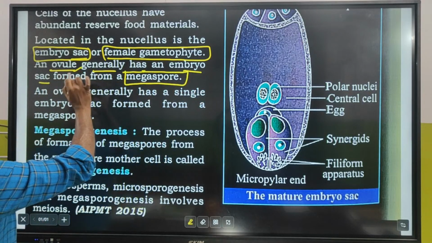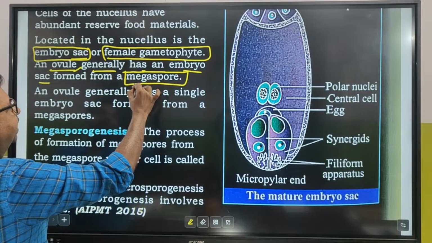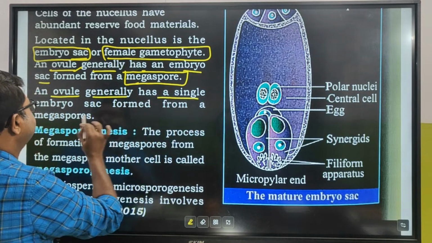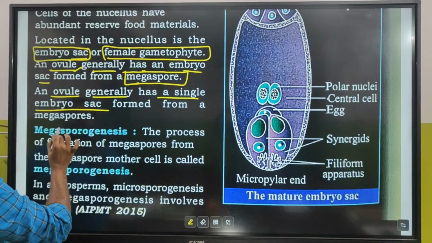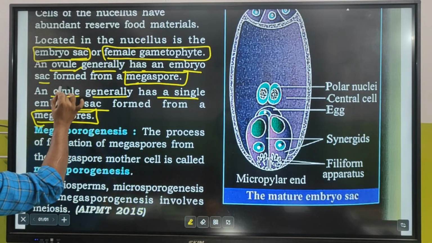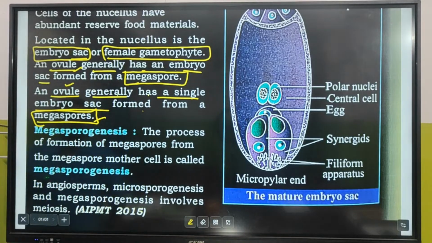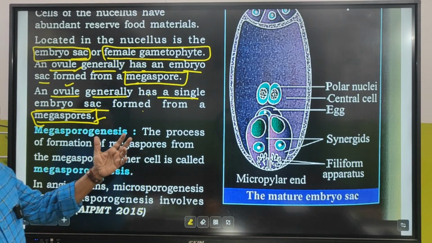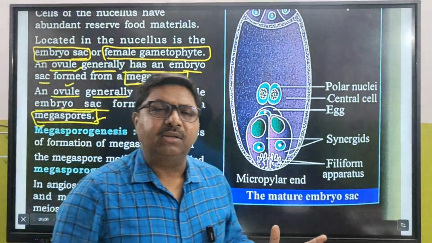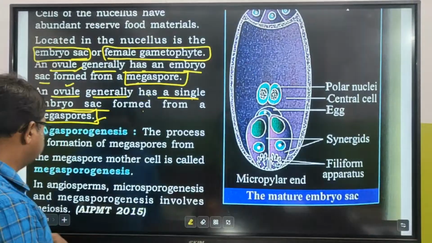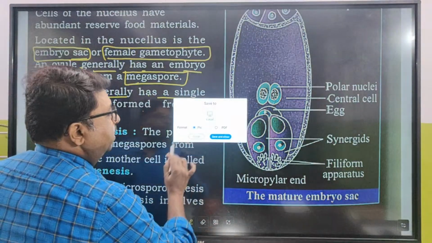An ovule generally has a single embryo sac formed from a megaspore. The process of formation of this megaspore is called megasporogenesis. So let us talk about this megasporogenesis.